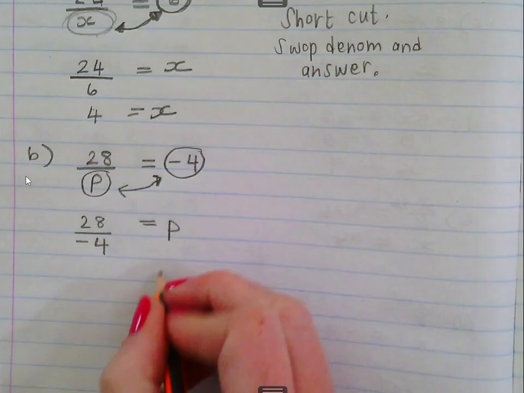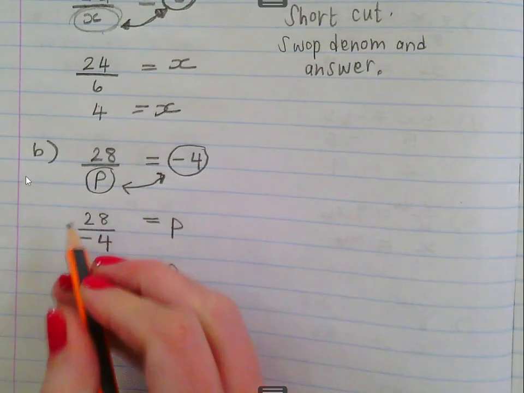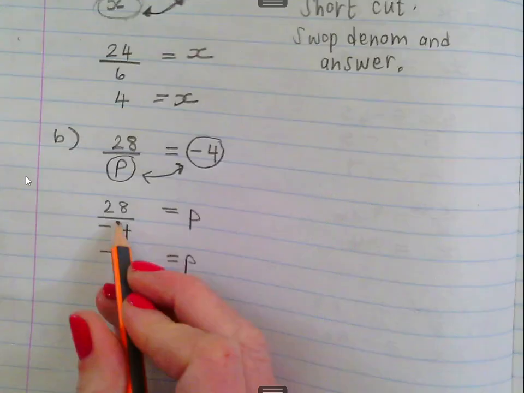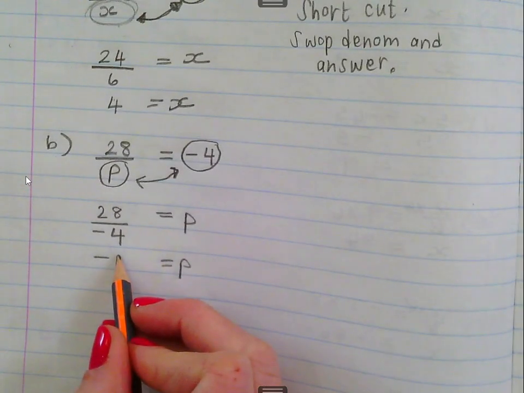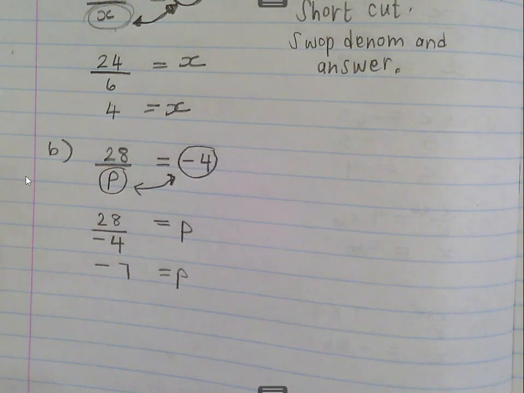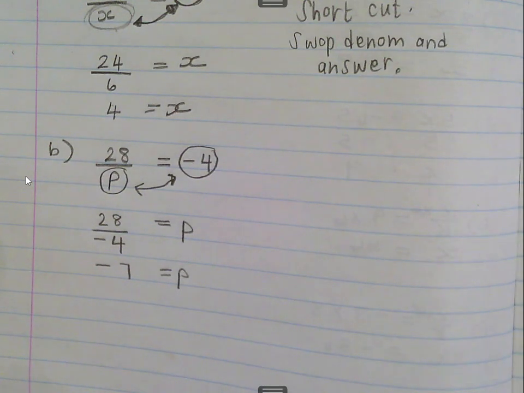b is alone, that's what I wanted. What is a positive divided by a negative? 28 divided by 4? 7. Will you be able to do that? Okay, that's easy, right? So the hardest part in this sum is just recognizing when you can do the shortcut, and that is when the variable is in the denominator.